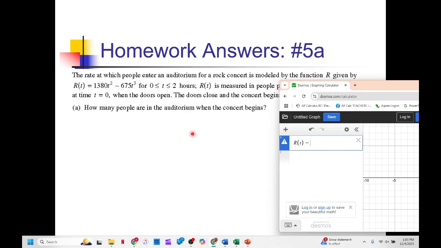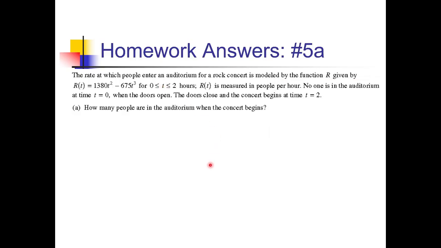So we have R of t, and that's 1380 t squared minus 675 t to the third. And again, only valid between 0 and 2 hours. Now, if we want to know how many people are there when the concert begins, we just need to take the integral of this rate of change in the number of people over the course of the 2 hours, from 0 to 2. So we're going to do integral 0 to 2 of R of t dt.